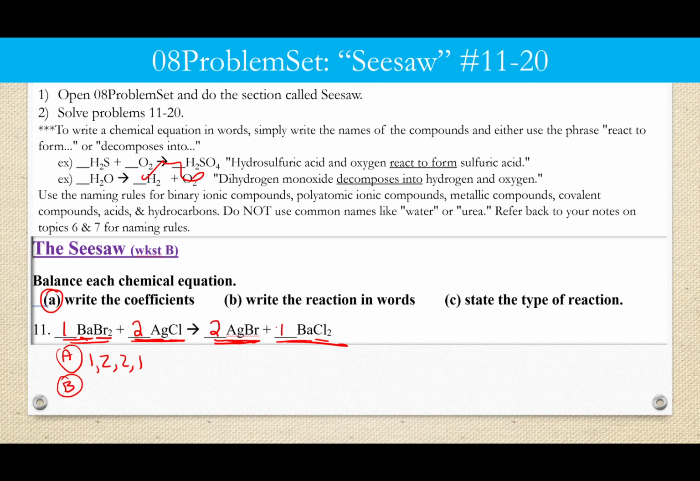For part B, you're going to write the reaction in words, and this is to help you review naming compounds. So first I'm going to start with barium and bromine. This is an ionic compound, so to name them, you simply write the cation name, barium, and change the anion name to end in "ide." So barium bromide. We're going to write this in a statement. So barium bromide and silver chloride.